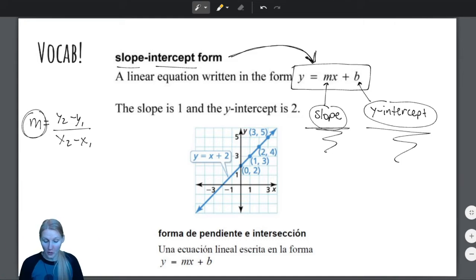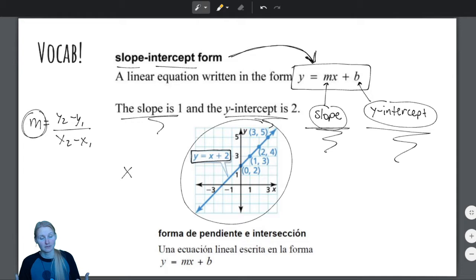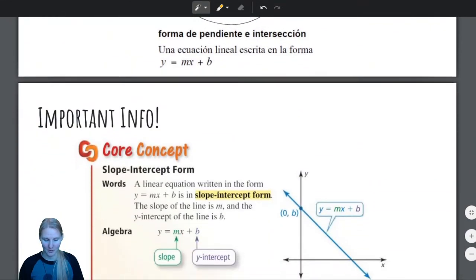Okay, so for example, they give us the graph of a line here, and we see that the equation is y equals x plus 2. Remember, anytime you see an x, there is an imaginary 1 in front of it. 1x is the same thing as x. So we know that the slope is 1 and the y-intercept is 2. If that was kind of confusing, don't worry, we're going to see more of that in today's video. So let's go ahead and move on.